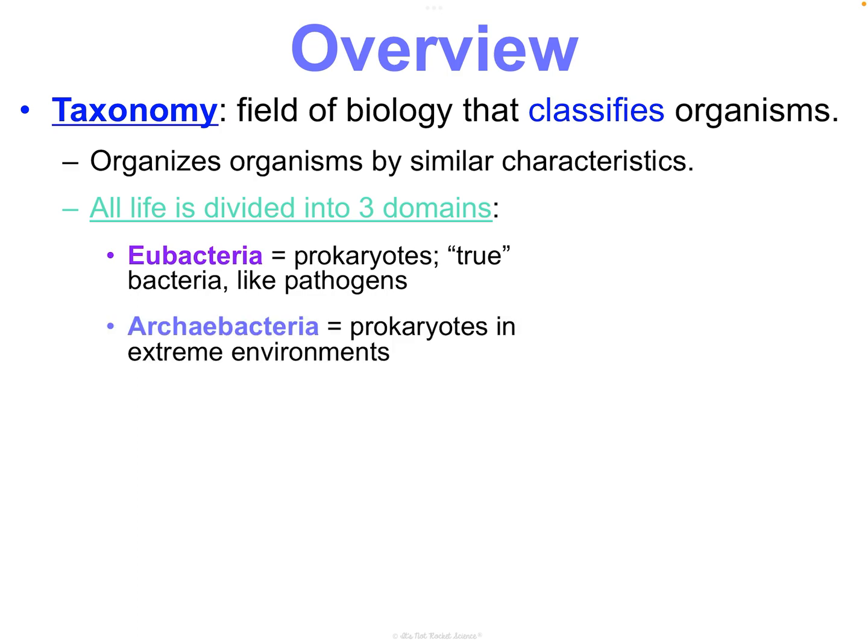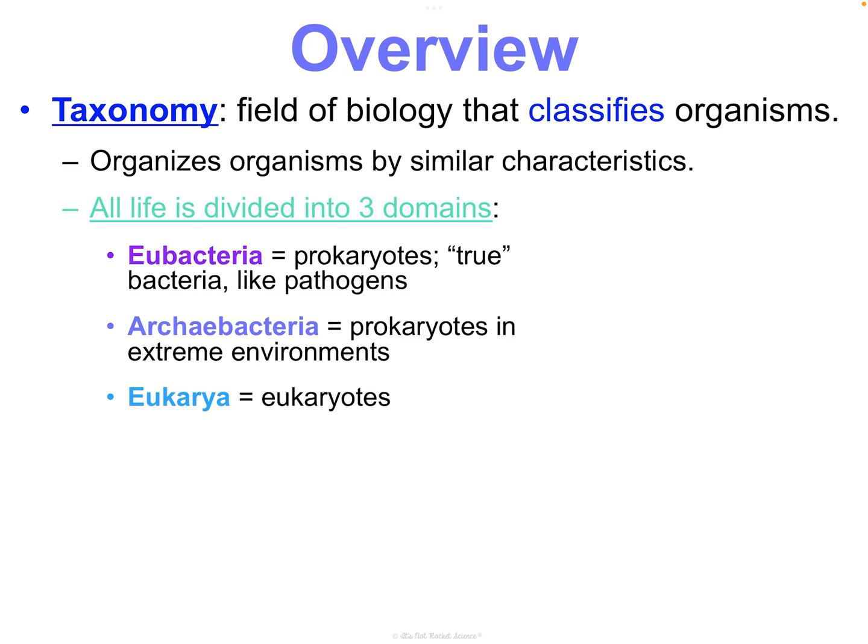The next domain is called archaeobacteria. These are also prokaryotes, but they only live in extreme environments. They were only found recently, in the last like 20 years or so, living in steam vents by volcanoes and stuff, and in hot spots, the hot water places. I'm drawing a blank on what they're called. So they only live in extreme environments, and they're unique. They're not like anything else.